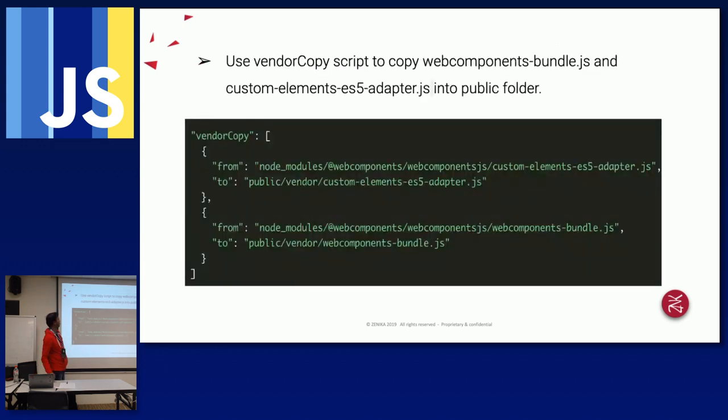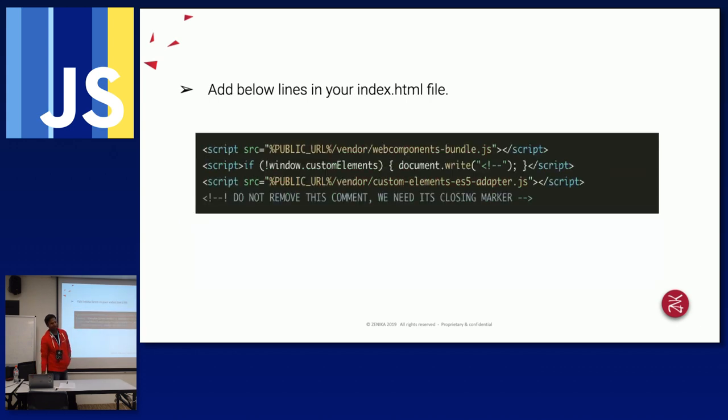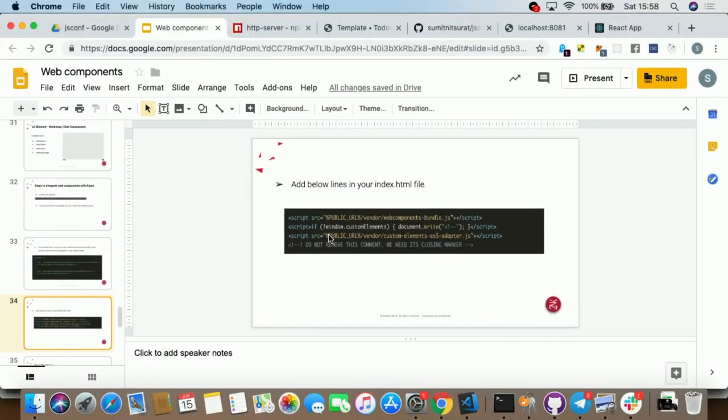It will execute a vendor copy script, which takes the custom elements ES5 adapter and polyfill, which is the web components bundle.js, and copies it into your public folder so that later on we can utilize this in our index.html. And in your index.html, you need to add these three lines. Basically, you are including the same copied file in your index.html. That's it. That's how you can support it in React or any existing application where you want to integrate web components.